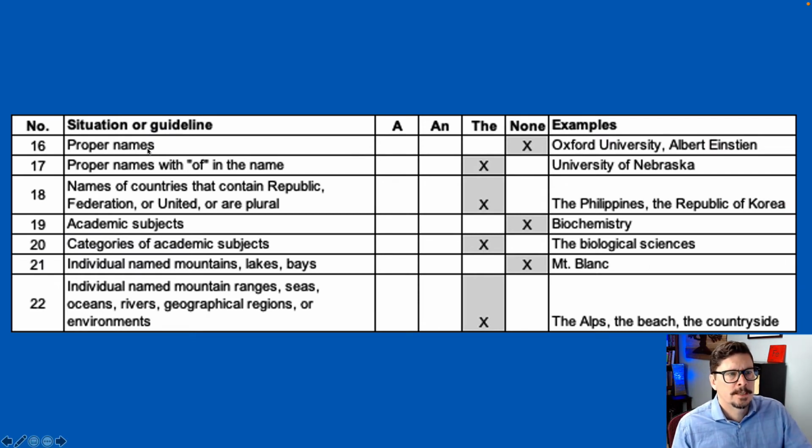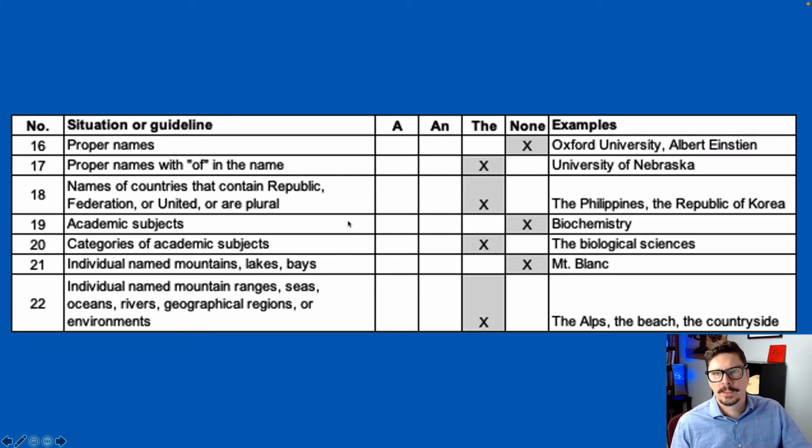We already foreshadowed proper names do not need an article. These would be things like names of universities or companies or individual people. Proper names that have of in the name do need an article. They need the. So, for example, the University of Nebraska. Names of countries that contain republic, federation, or united, or they're plural, also require the, such as the Philippines, the Netherlands, the Republic of Korea.